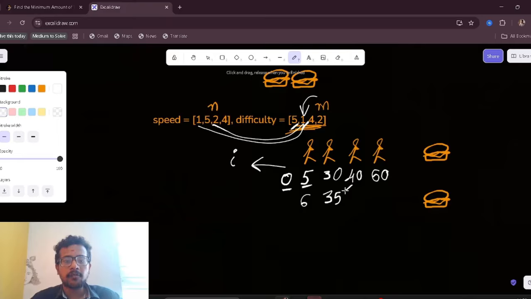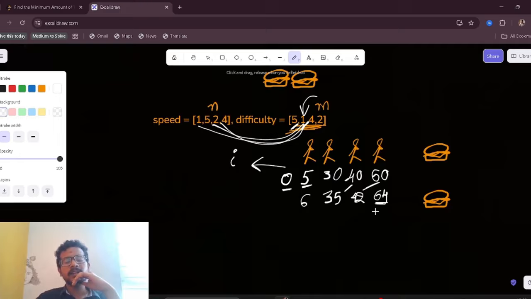So if I add 40, then 40 plus 1 into 2, it would become 42. And in these two, the maximum is 60. If I add 1 into 4, it would become 64. Now, here comes the question. How are we taking this? Now, he is taking the maximum time of 64 for burger 1.